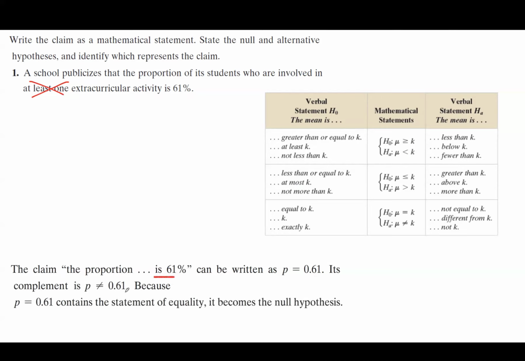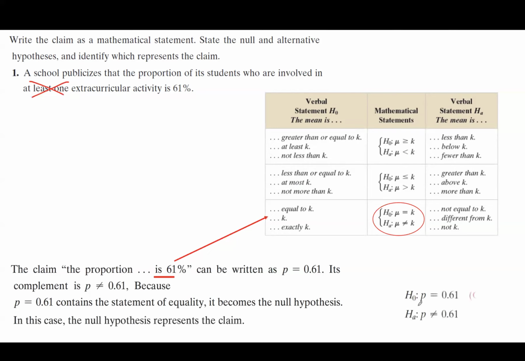We have is 61%, which represents the third category. In the third category, if you have a keyword equal to, is, exactly, it means that your null hypothesis is given to you. So you can basically write down the null hypothesis, and then writing the alternative hypothesis is very easy because it's the complement or the opposite. So in this case, you're going to write down the null hypothesis, and please be careful here. Instead of mu, you have to use P, which represents the proportion. The question is about the proportion. So use P instead. P or proportion is 61%.